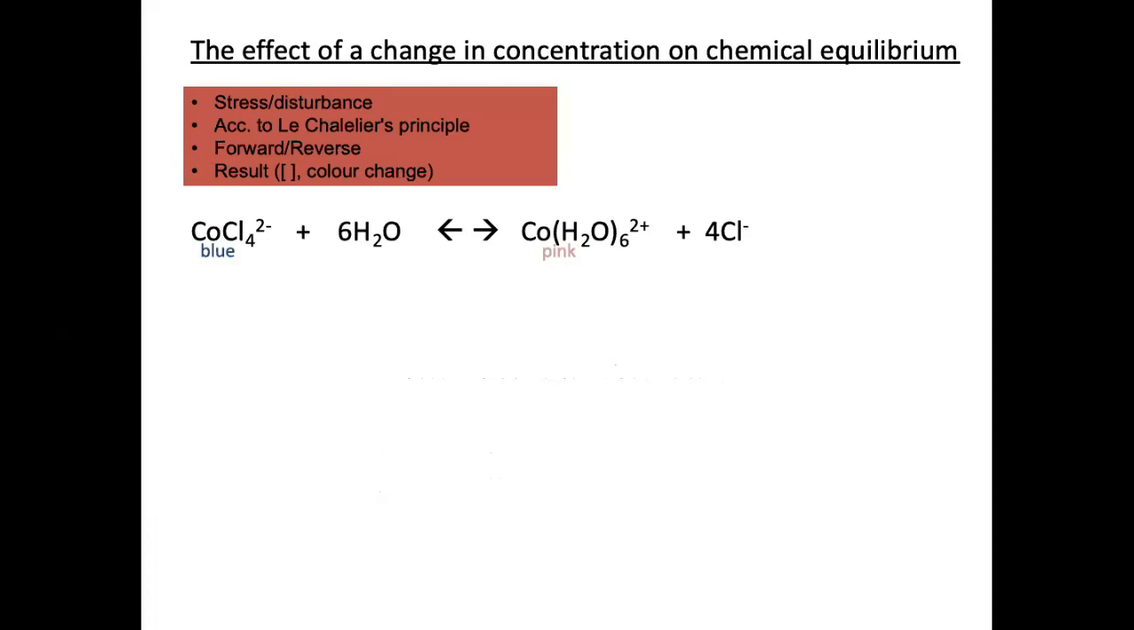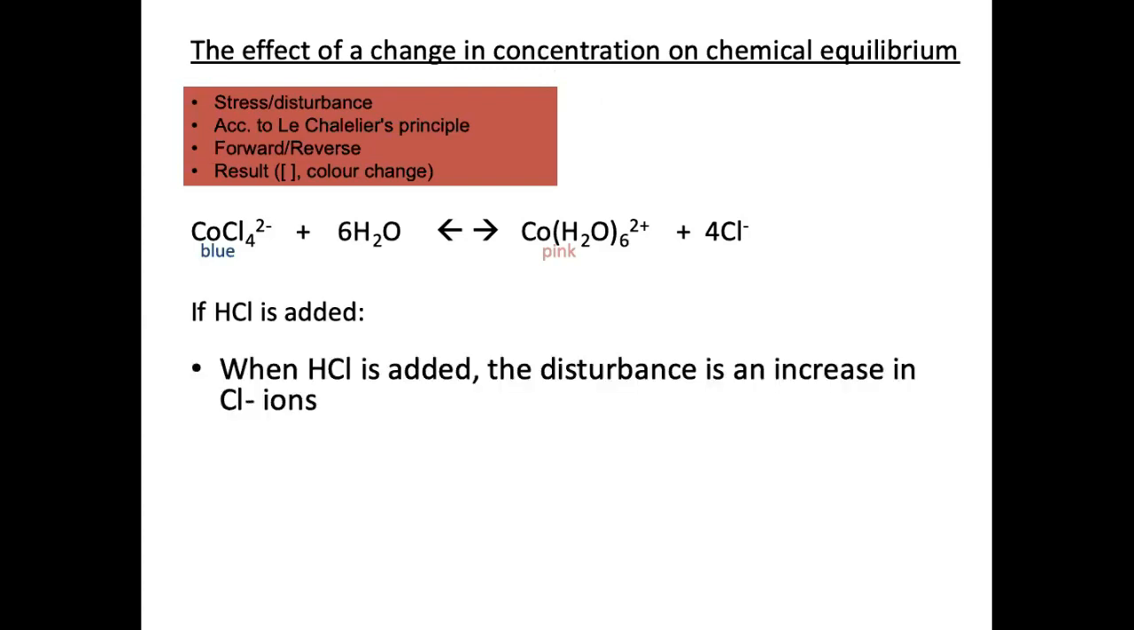We know that the CoCl4 2 minus ions are blue, and the Co(H2O)6 2 plus ions are pink. All right. Now, let's cause a change to the system. If HCl is added, all right, so write this down. If HCl is added, now what is the disturbance that is caused? By you adding HCl, the disturbance is you've increased the concentration. We're talking about concentration here. We're changing the concentration of the Cl minus ions in solution.